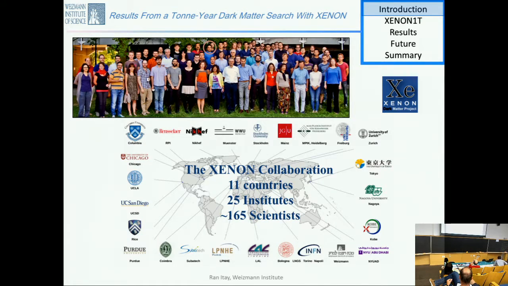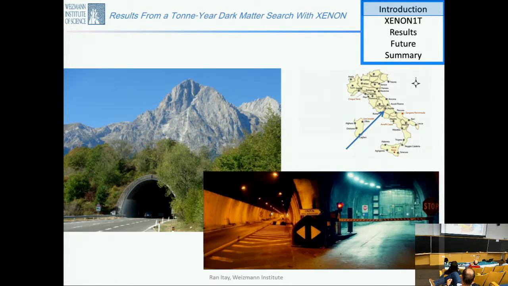The xenon collaboration consists of 165 scientists from 25 institutions, 11 countries, all around the world, except for Latin America. We have conquered recently Asia as well. We operate our detectors at the Laboratori Nazionali del Gran Sasso in Italy, exactly here in the center of Italy. This is below 1,500 meters of rock of the Gran Sasso mountain. This is the entrance for the highway below the mountain. And in the middle of the highway, you get this. I really like this picture. This is kind of getting into the bat cave. So you get into the bat cave there, and this is the laboratory itself.